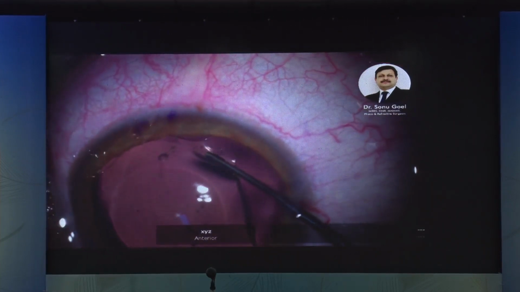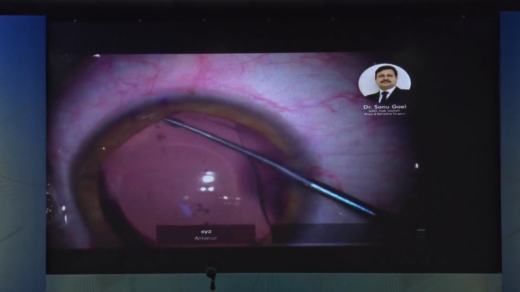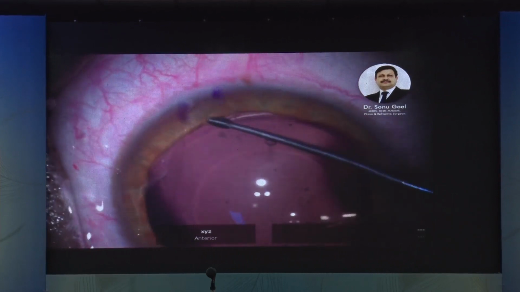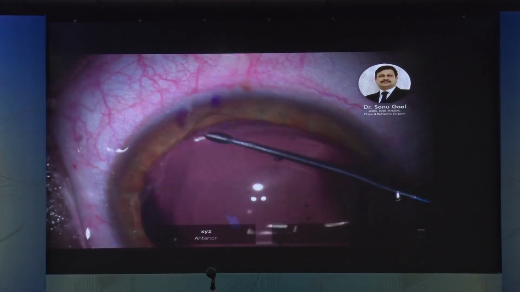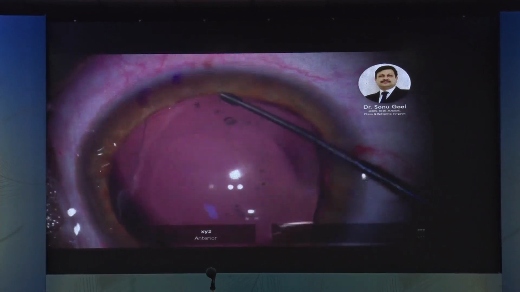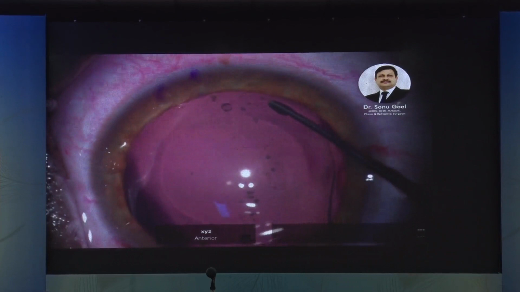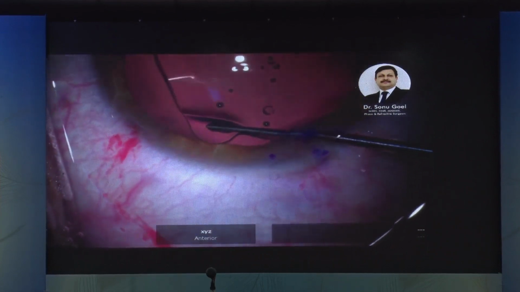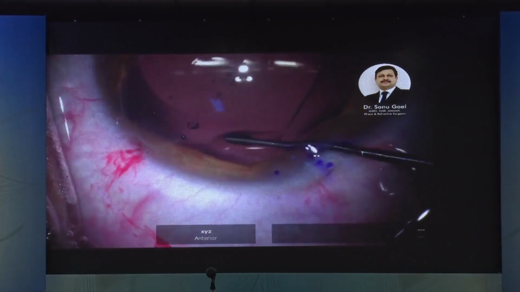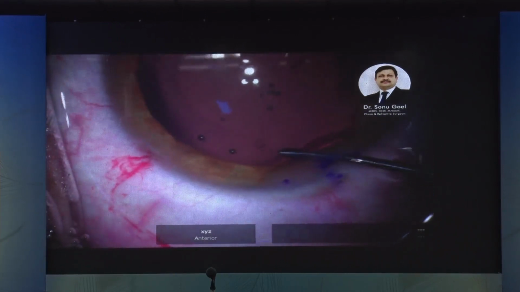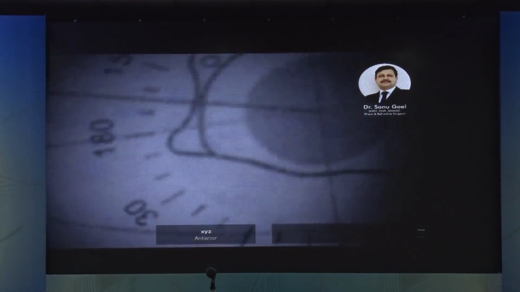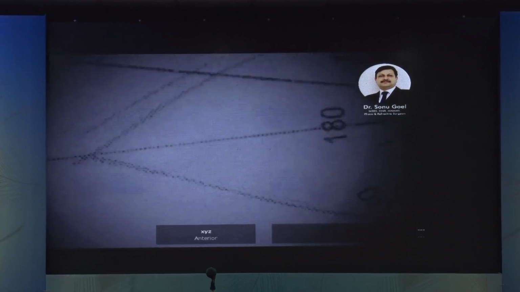Now this is the specialized manipulator. Grab the haptic and slowly, in a clockwise and anti-clockwise direction, push it underneath the iris. Be very gentle when you are pushing this. You can use a higher magnification of the microscope and then do the trailing plate at the last. I use the main port here. You can use either of the side ports depending upon your hand convenience. Before washing out the viscoelastic, the lens has to be kept in the right position.